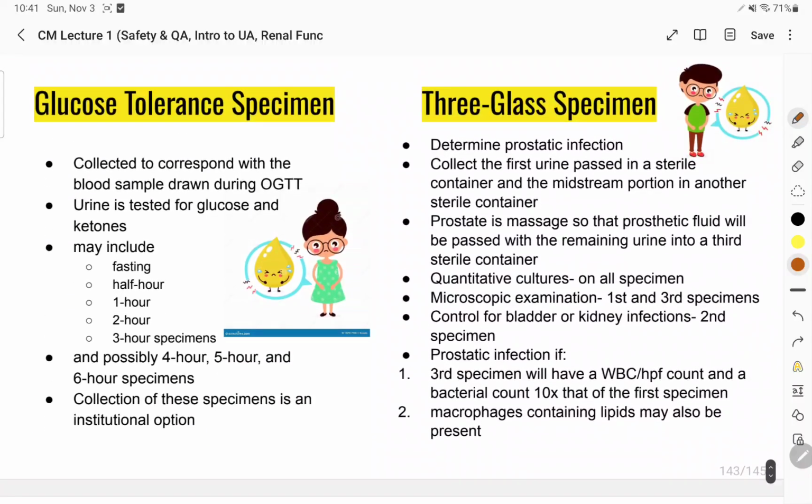So, glucose tolerance specimen: this is collected to correspond with the blood sample drawn during OGTT. OGTT is performed especially on pregnant women, to determine if they have GDM or are at risk for GDM. Urine is tested for glucose and ketones together with the blood sample drawn.